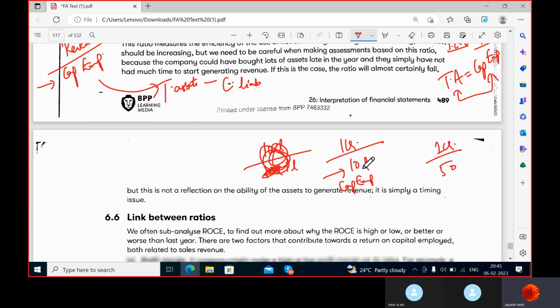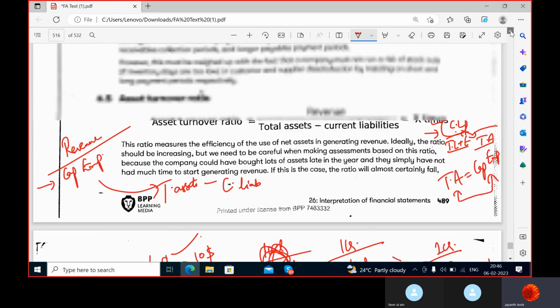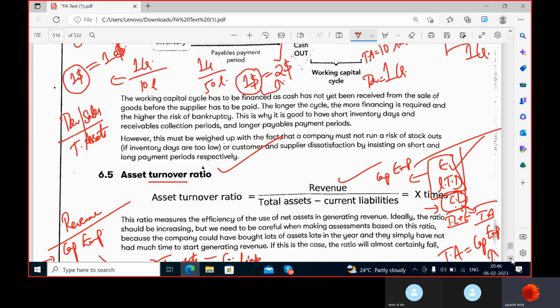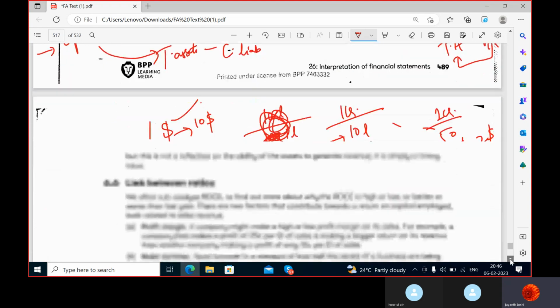So for $1 of investment in assets or whatever it is in the business, we have got $10 of revenue. $1 has given me $10. Here $1 has given me $2. So this is always better. So go with the ACCA's notion. Don't get confused. I have just given you the differences and tried to explain the concept in an easy manner.